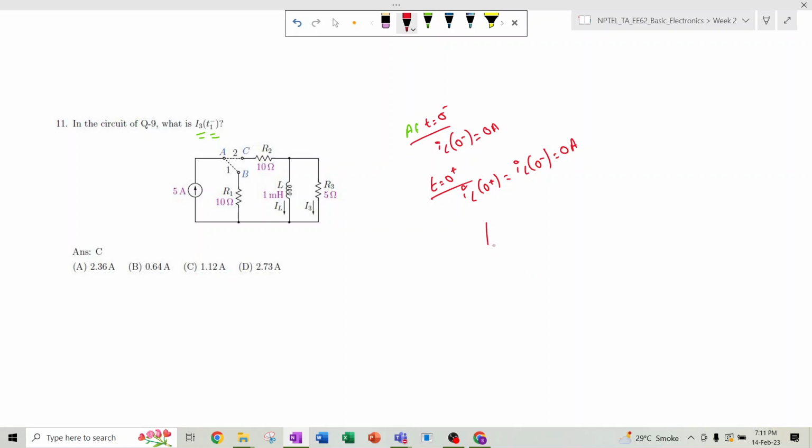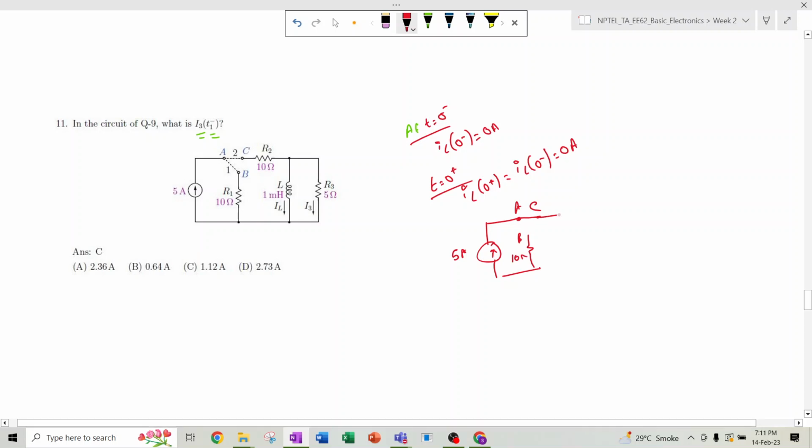So at t equal to 0 plus, the circuit becomes this: 5 ampere, and this part is connected to this, which is A, C. This part is B. This is 10 ohm, and here the inductor value is open and 5 ohm, as we have already discussed in the earlier problem.